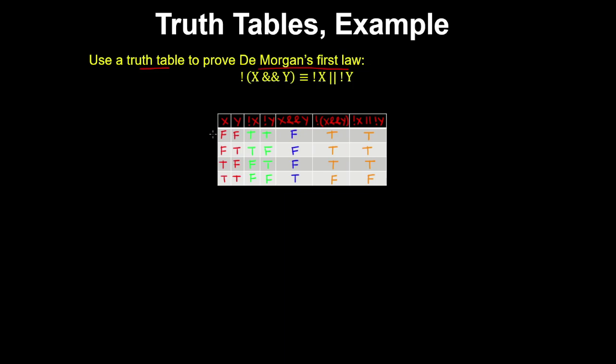So as we can see, for all these combinations of values for x and y, the Boolean expression on the left hand side, which is this column, evaluates to the Boolean expression on the right hand side. So as you can see, we get the same result in every row of this truth table.